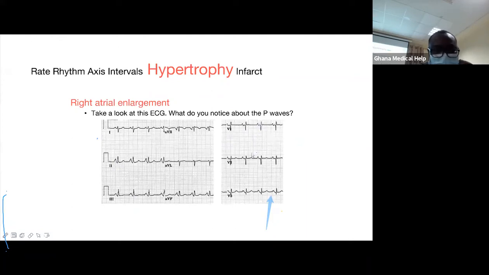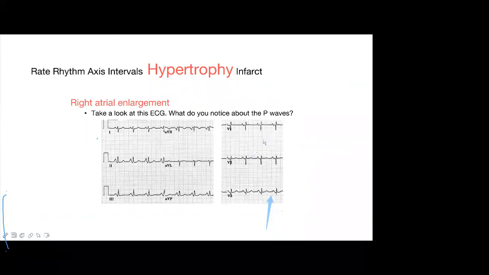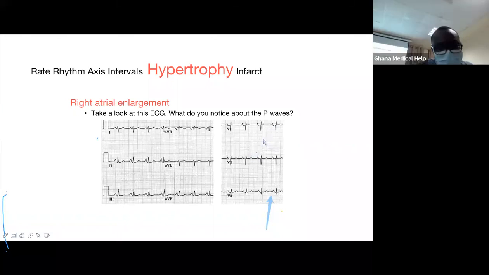Now, how about anybody take a guess or a look at V1 and what the P wave here looks like? Anyone at all? Okay, in-house, V1. I think they are bifid. Fantastic. So they are bifid. They are bifid P waves.